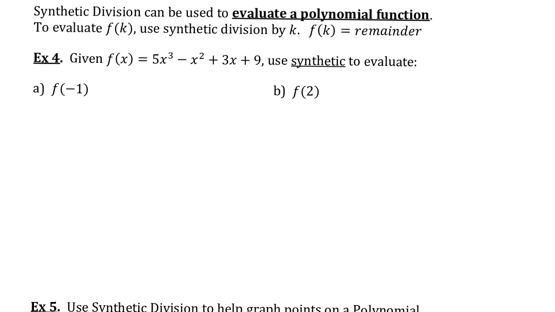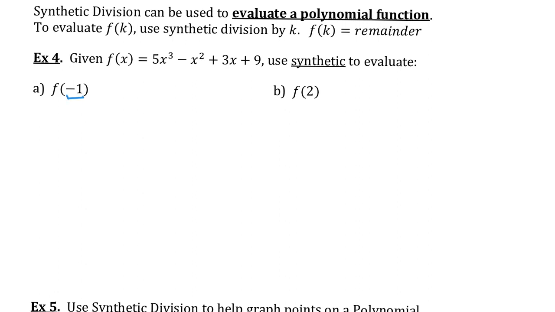Okay, synthetic division can be used to evaluate a polynomial function. To evaluate f of k, you use synthetic division by k. F of k is going to equal the remainder. Okay, so I want to do f of -1. I could just plug -1 in here, here, and here, and I will get the answer, but I could also do synthetic, so we're going to try to do synthetic here.